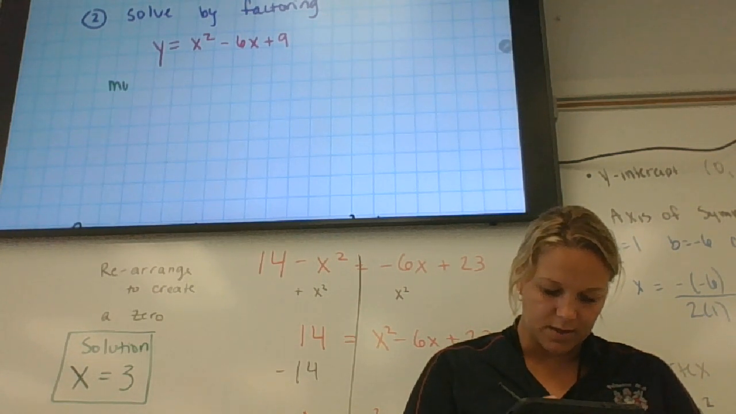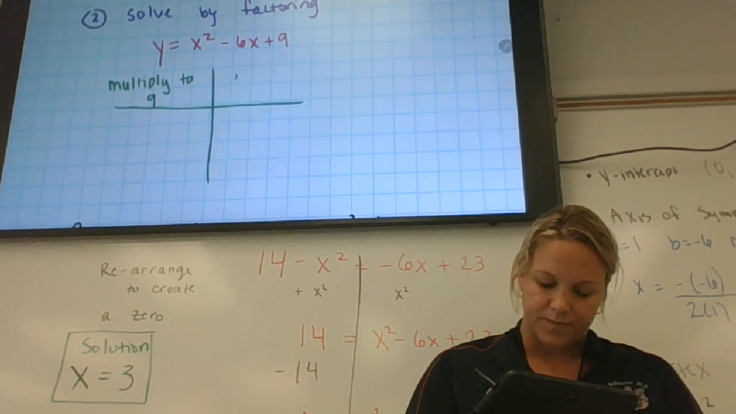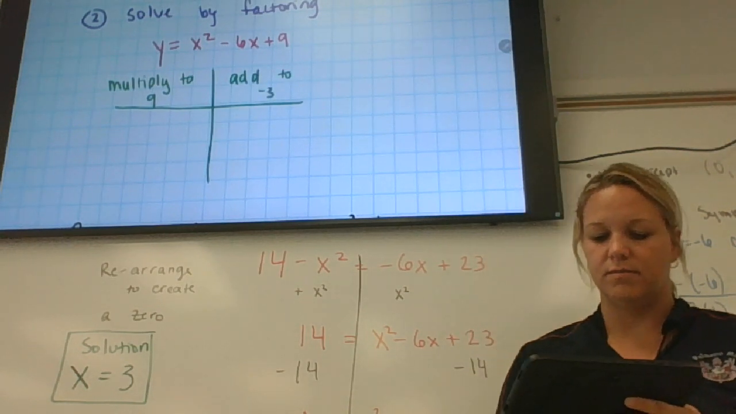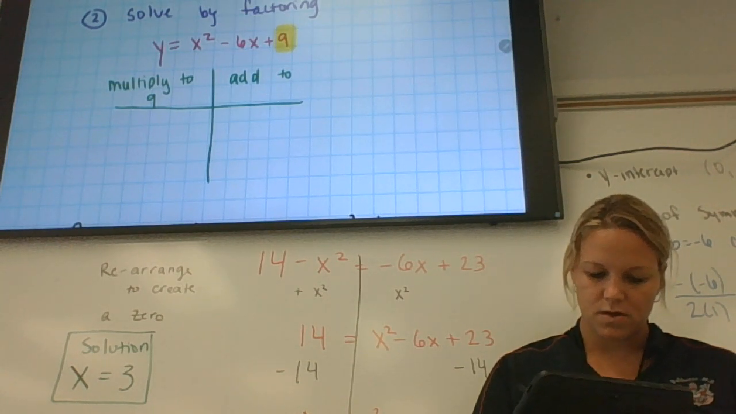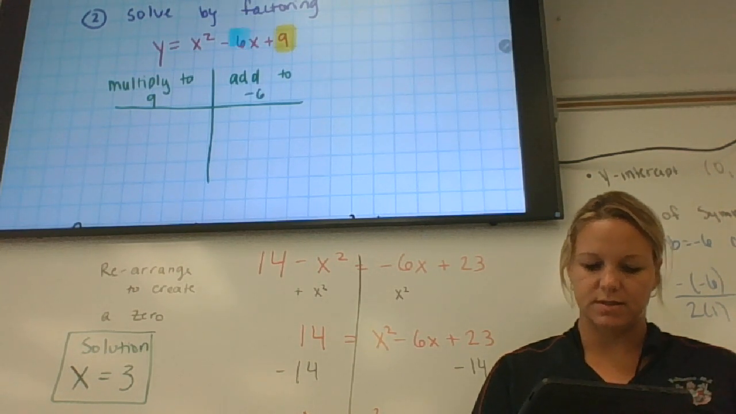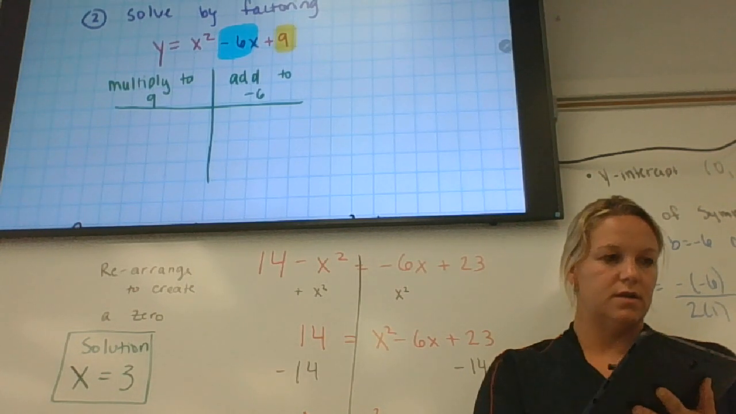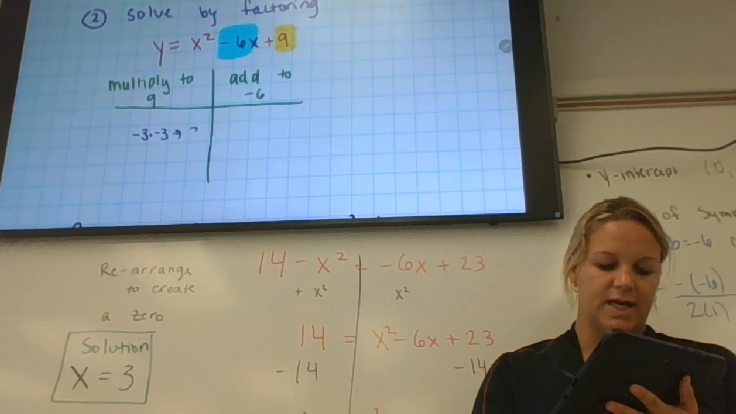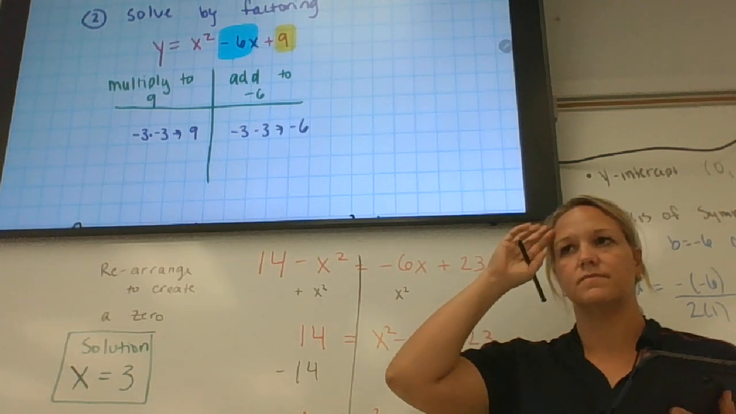We need numbers that multiply to positive 9 and add to negative 6. Multiply to C, and add to B. Remember doing that? That's factoring. Negative 3 times negative 3 is 9. Negative 3 minus 3 is negative 6.